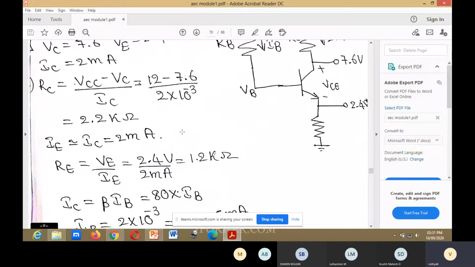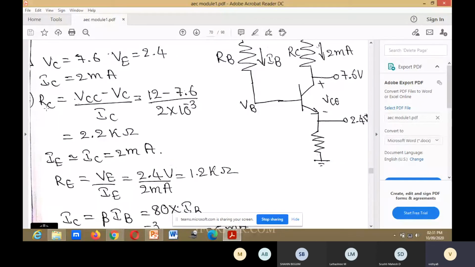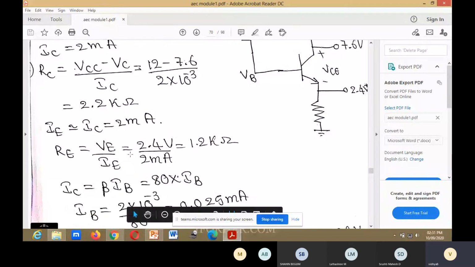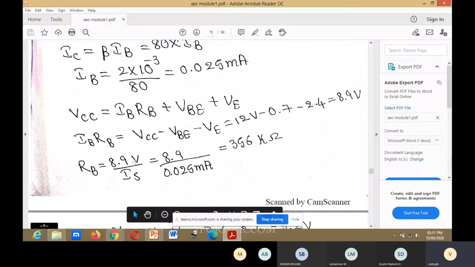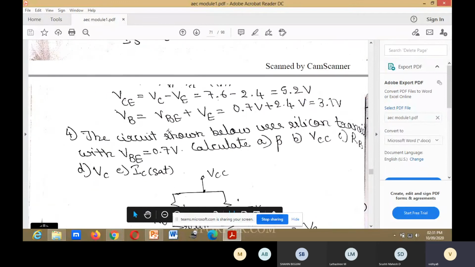Okay, what have they asked to find out? First, all resistance values. Okay, we came to know RC and RE. Next, here RB. Okay, next what have they asked? VCE and VB. Okay, next we have found out VCE and VB.